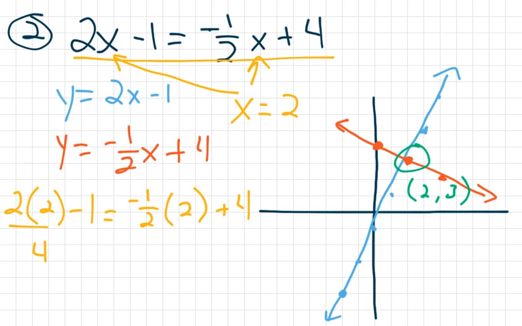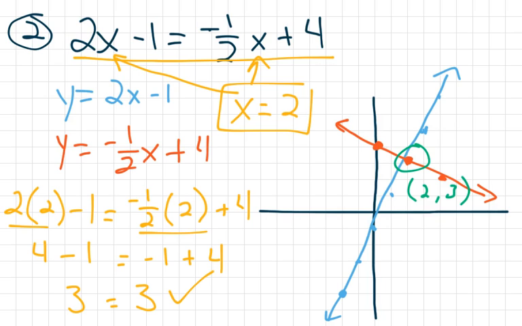2 times 2 is 4, 4 minus 1. Negative 1/2, so half of 2 is 1, but it's negative, so negative 1 plus 4. Let's see if I can make that a better 4. I think I just made it worse, so let's try again. 4, there it is. 4 minus 1 is 3. Negative 1 plus 4, same thing as 4 minus 1, is 3. That works out, so our answer then is 2.